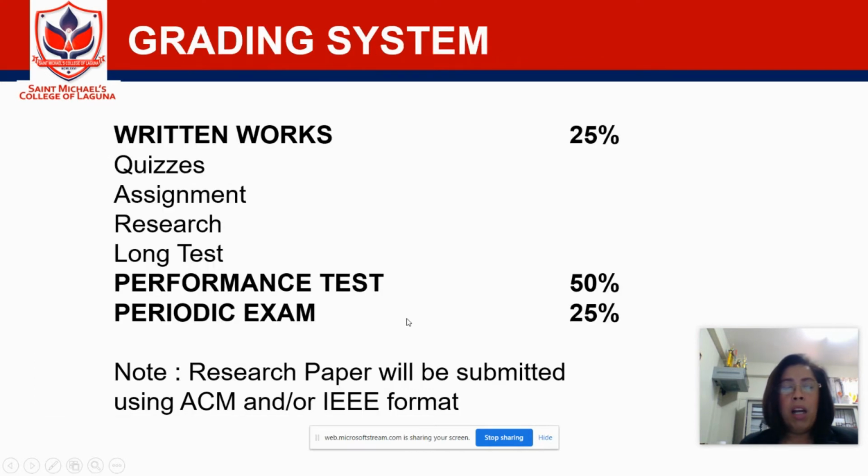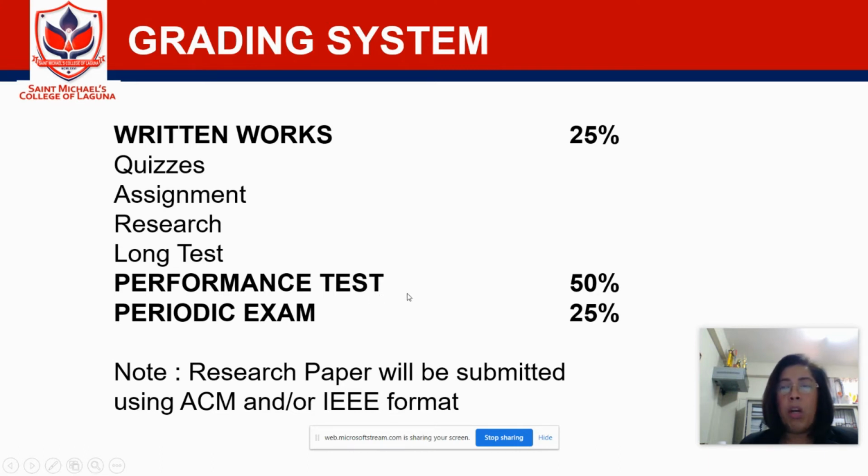And with regard to the grading system, we have the following components to accomplish for the entire semester. We have here the written works for 25%. This is composed of the following: we have 6 quizzes for the entire term, meaning 3 quizzes per term, 2 assignments, 1 research work, 2 long tests.